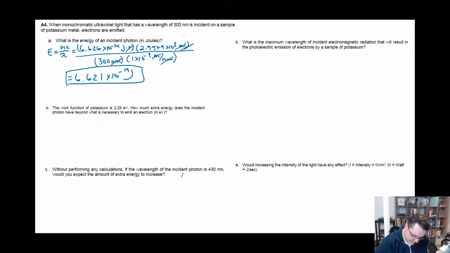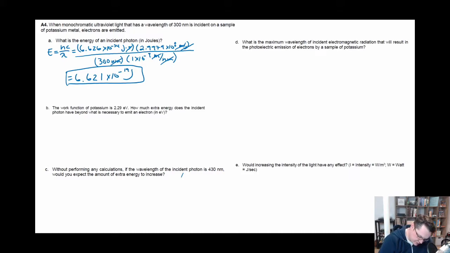The work function of potassium is 2.29 electron volts. How much extra energy does the incident photon have beyond what is necessary to emit an electron, in electron volts? So now what we have to do is simply convert the energy of the photon into electron volts. That relationship is: 1 electron volt is equivalent to 1.60218 times 10 to the negative 19 joules.